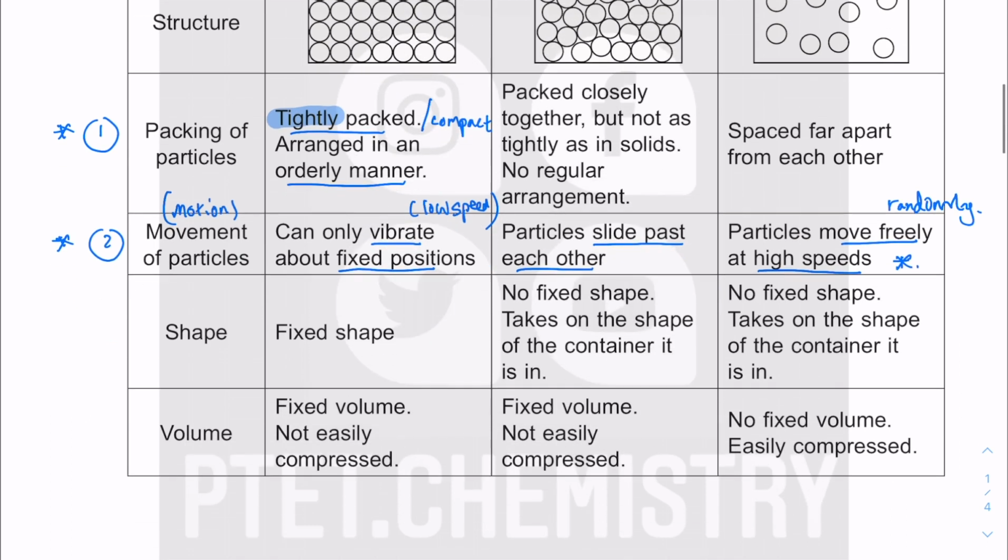Yeah. In terms of shape and volume, they are also commonly asked in questions, although not as common as packing or motion of particles, or in terms of the energy of the particles. That's to do with their motion. What kind of motion do they have? Are they just vibrating? Are they just sliding past each other? Or are they moving randomly at very high speed?